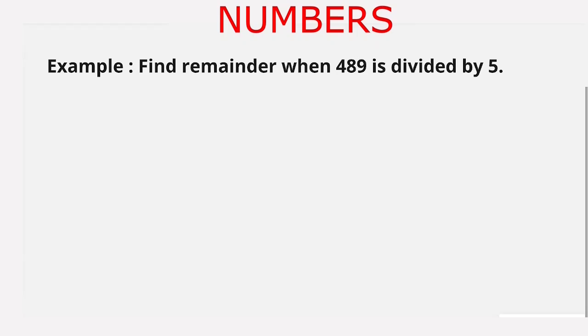The next example is: find the remainder when 489 is divided by 5. Here we have not to divide the complete number 489, we have just to divide 9. 9 when divided by 5 divides only one time, and when we subtract 5 from 9 we get remainder 4. So the remainder when 489 is divided by 5 is also 4, the same remainder as when we divide 9 by 5.